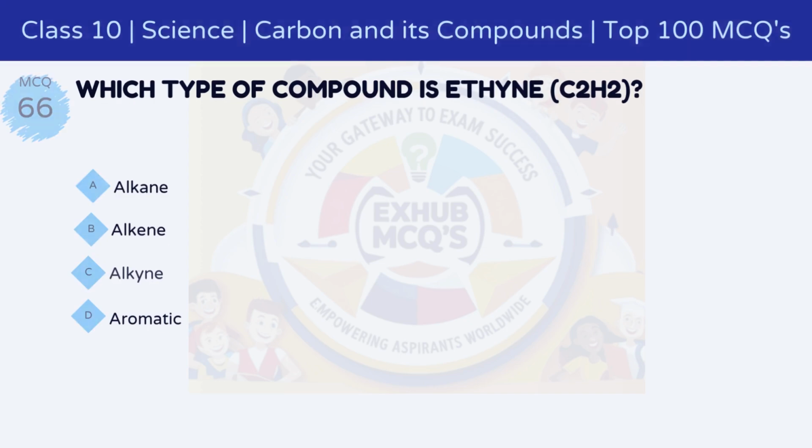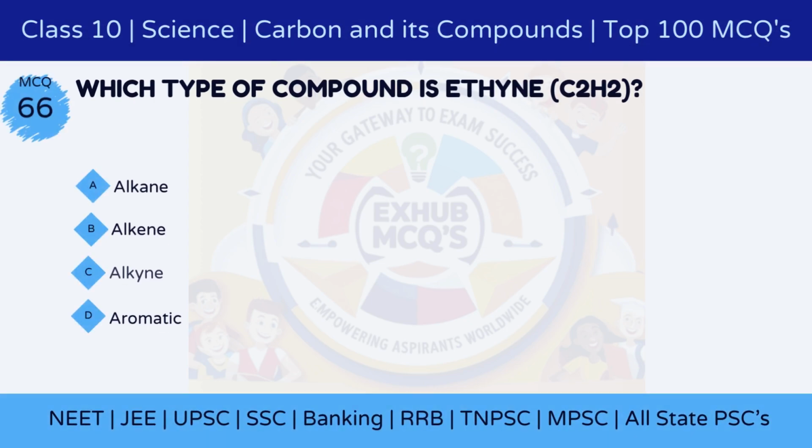MCQ 66. Which type of compound is ethyne, C2H2? Option A, alkane. Option B, alkene. Option C, alkyne. Option D, aromatic.